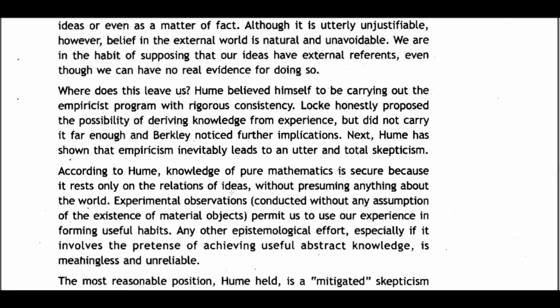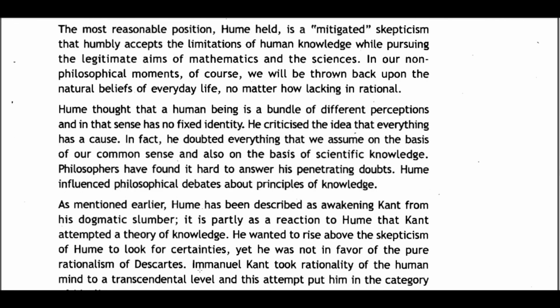According to Hume, knowledge of pure mathematics is secure because it rests only on the relations of ideas without presuming anything about the world. Experimental observation, conducted without any assumptions of the existence of natural materials, permits us to use experience in forming useful habits. Any other epistemological effort, especially one involved in the pretense of achieving useful abstract knowledge, is meaningless and unreliable. The most reasonable position Hume held is a mitigated skepticism that humbly accepts the limitations of human knowledge while pursuing the legitimate aims of mathematics and the sciences.